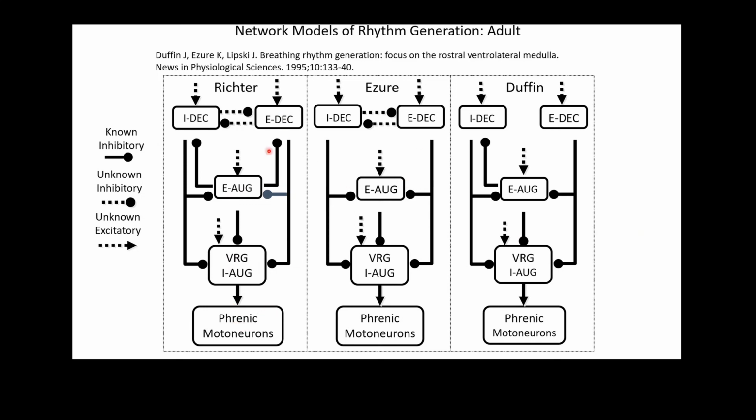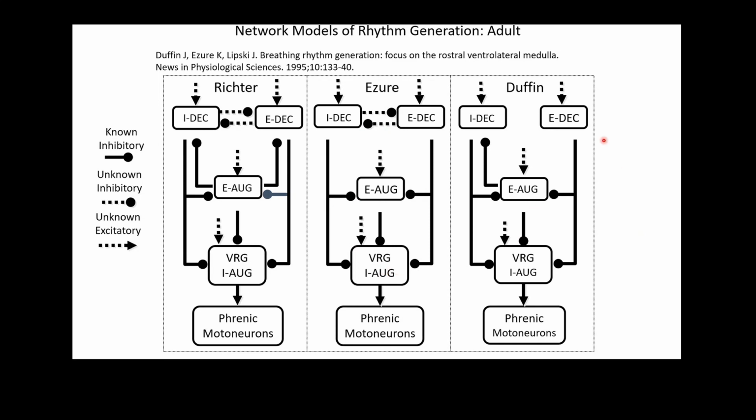Now, Azura thought that you probably can do it quite simply from a mutual inhibition between IDEC and EDEC. And these, of course, inhibit the Betzinger E-augmenting neurons, which inhibit the BRG, and the IDEC and EDEC also inhibit here. And that's the way the respiratory rhythm is generated.